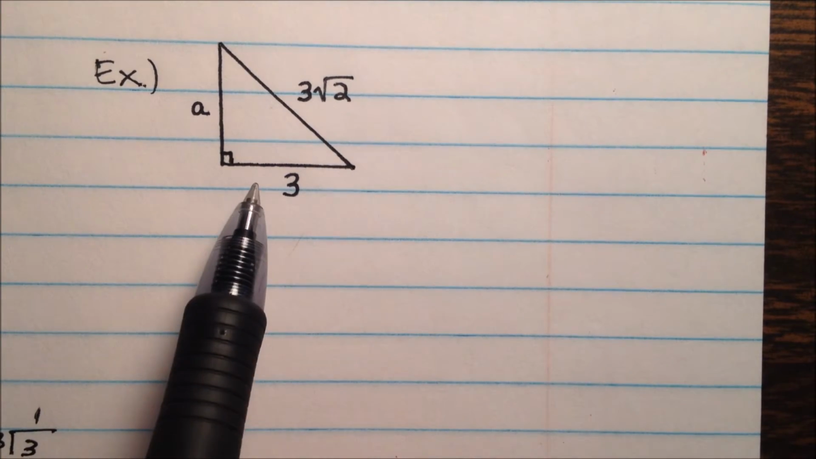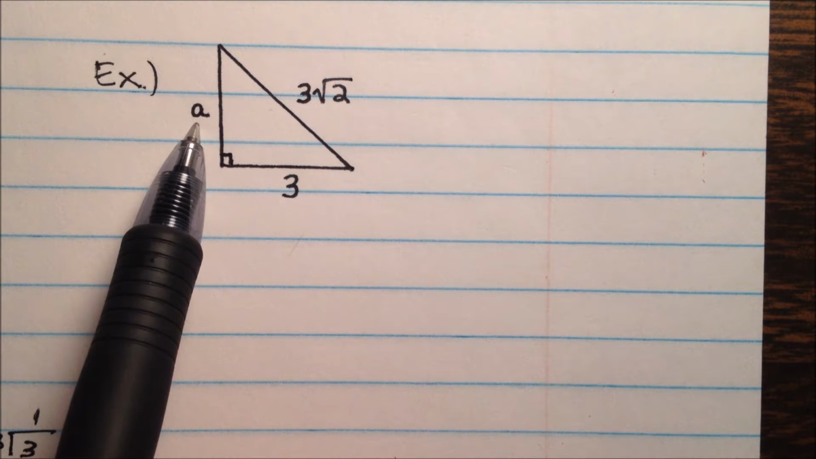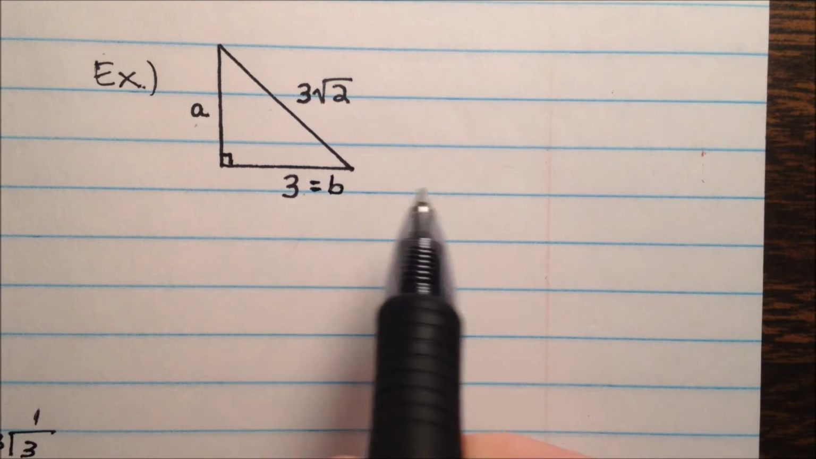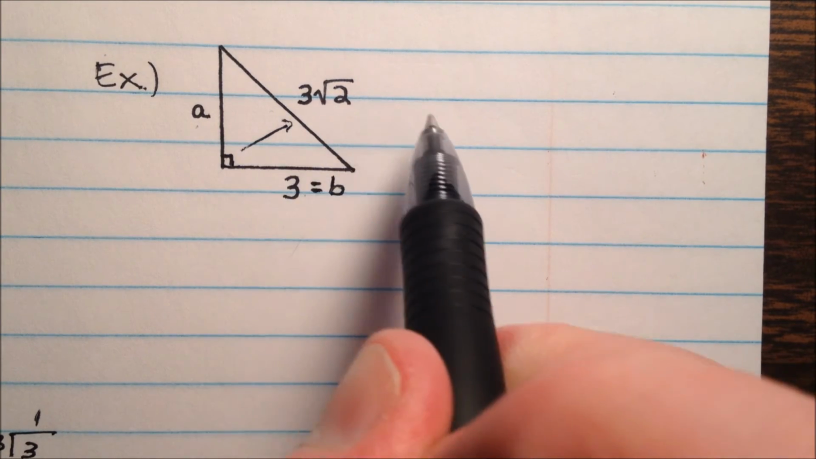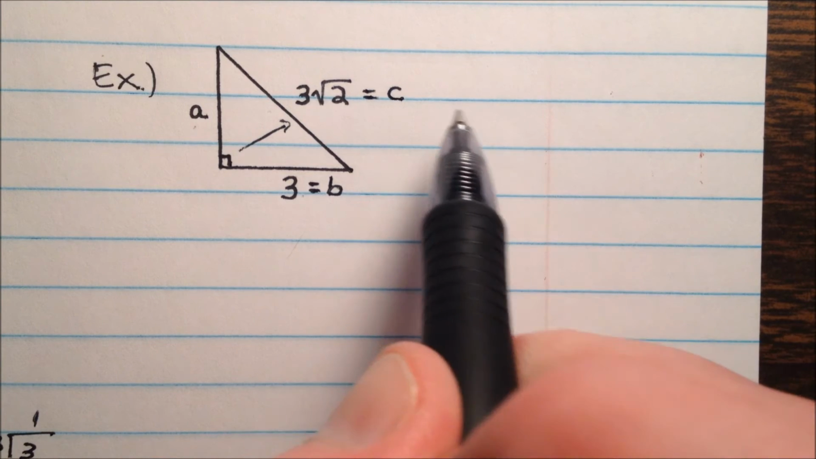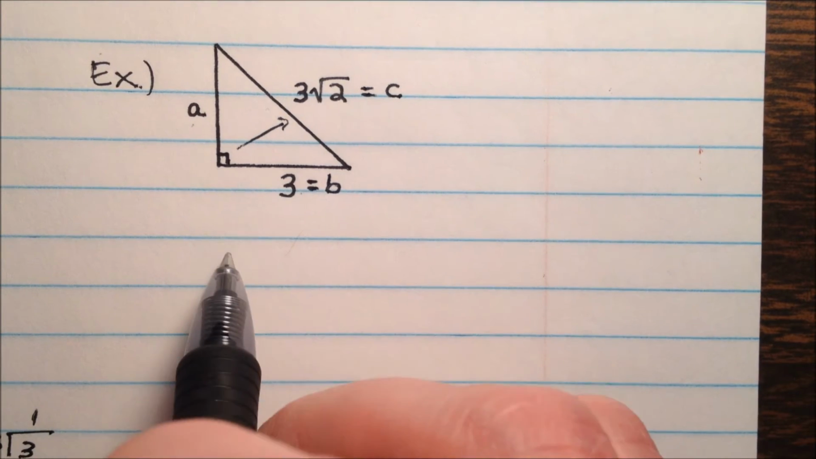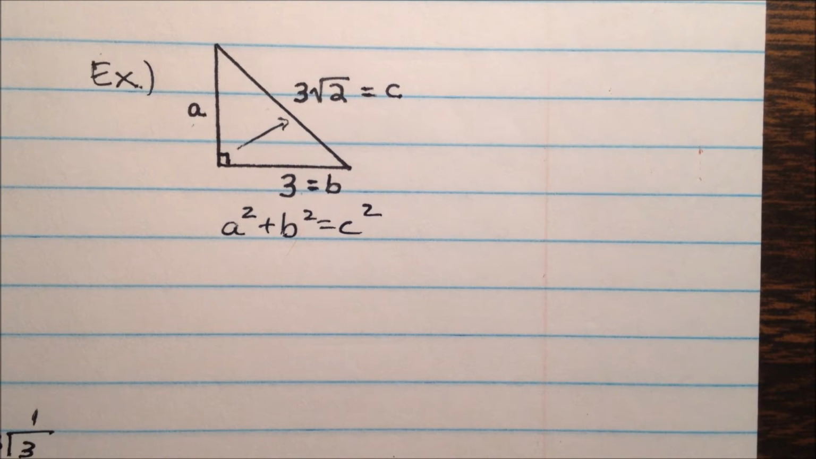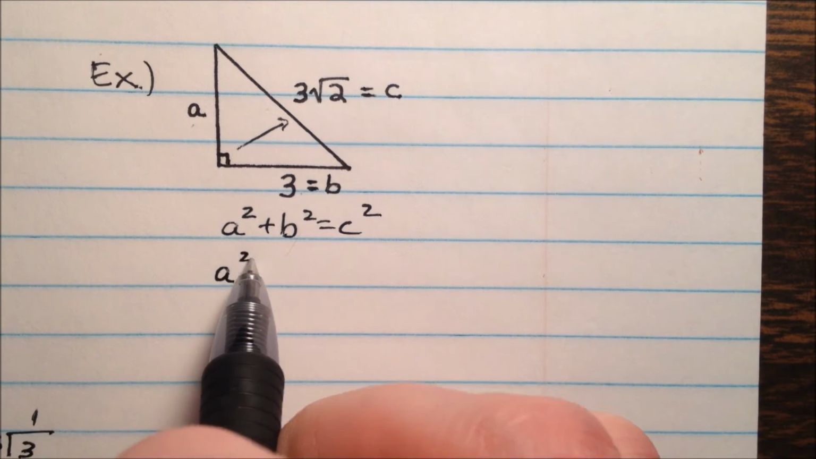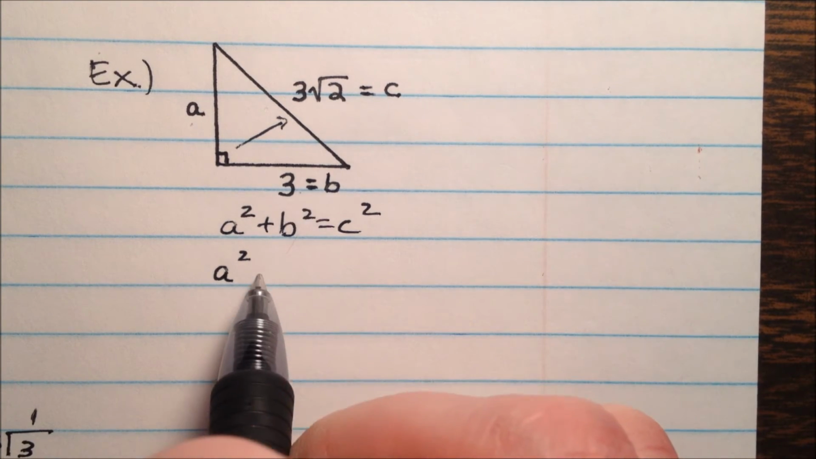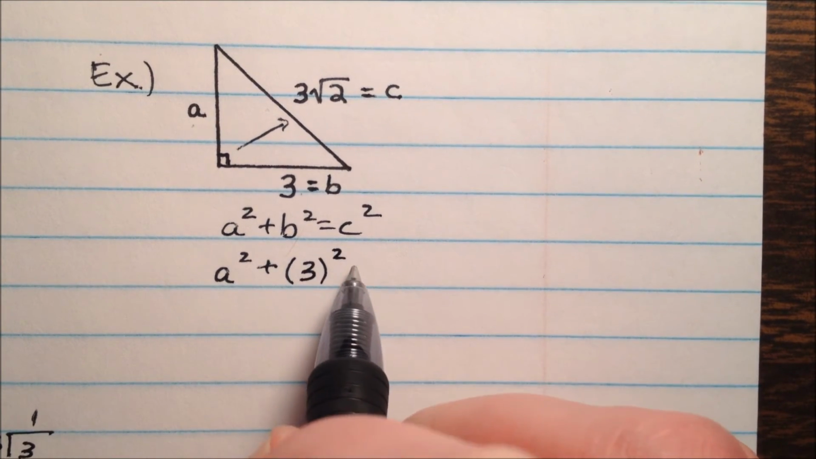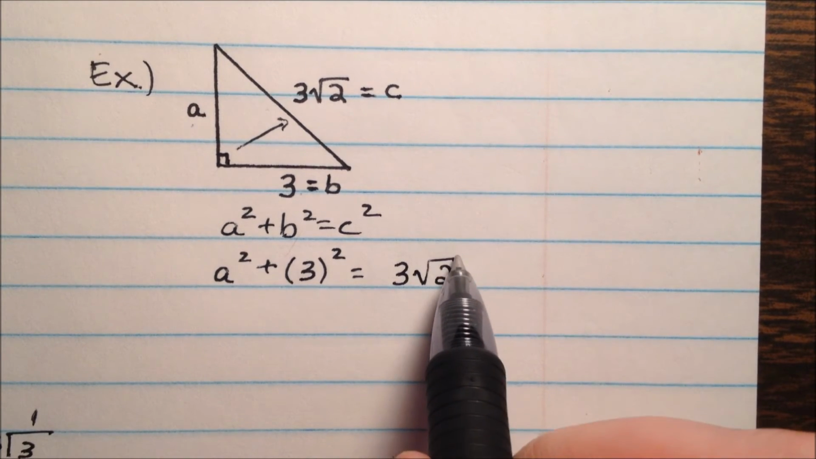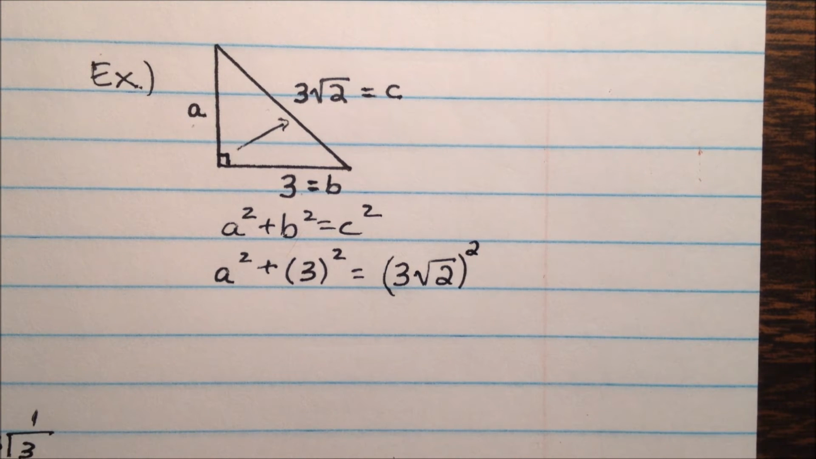So right here I have a right triangle. I have a, that's my missing value. My other leg is going to be 3, so I know that's going to be my b value. And again, the side opposite the right angle is always the hypotenuse, which is the longest side, which will always be given as c. So a squared plus b squared equals c squared. My a value is unknown, so I just leave it as a. My b value is 3, so I'm going to take 3 squared. And my c value is 3 times the square root of 2 squared.